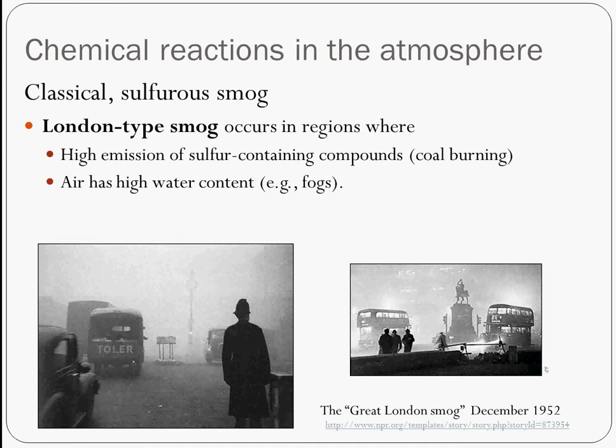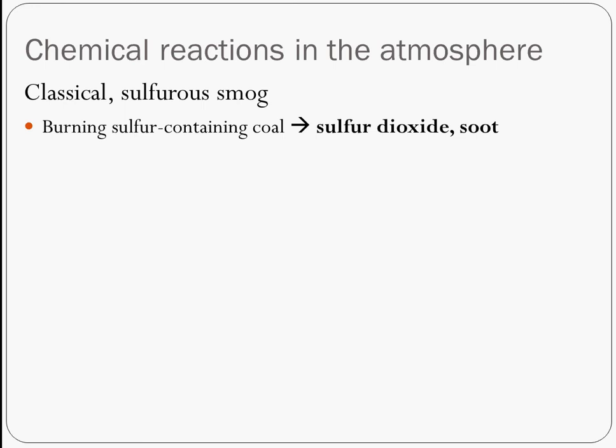So the London type smog occurs in areas with high emissions of sulfur-containing compounds. This is usually through burning of coal that contains sulfur impurities. And the air also has to have a relatively high water content, for example, with fog. So in this case, we get burning of sulfur-containing coal, which releases sulfur dioxide, that SO2, and soot, so some hydrocarbons there as well.